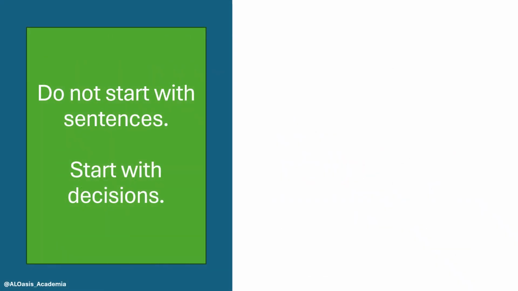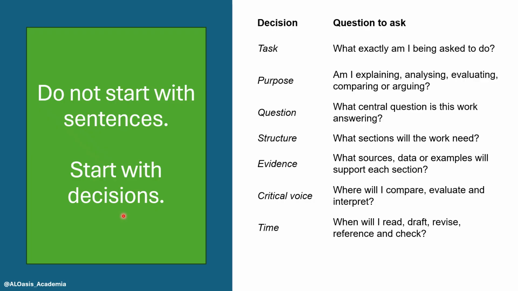Good. So the first thing you need to start with is not starting with writing a sentence, which is what most of the students would do. The first thing that you need to do is to start with decisions. Okay. And now we will cover what decisions you need to make to be able to write this plan, this writing plan for your academic writing.